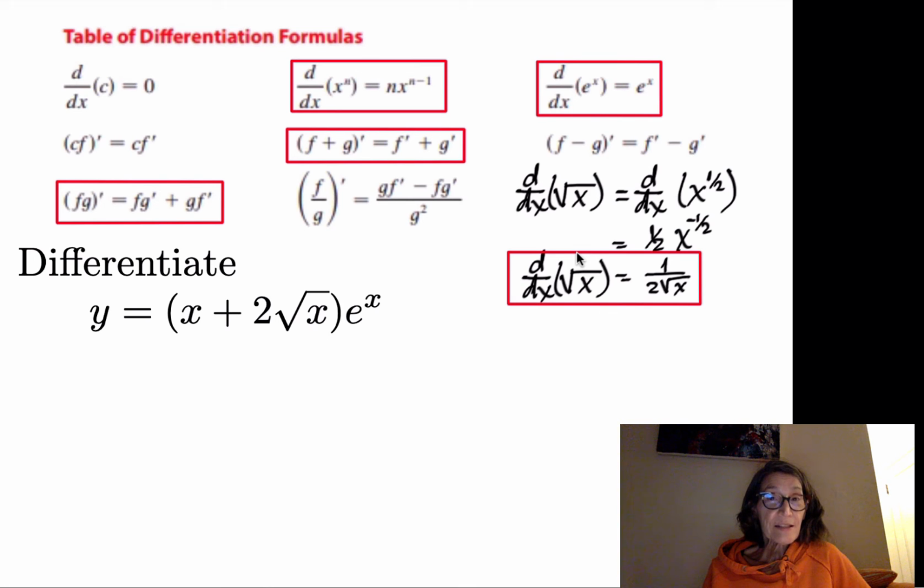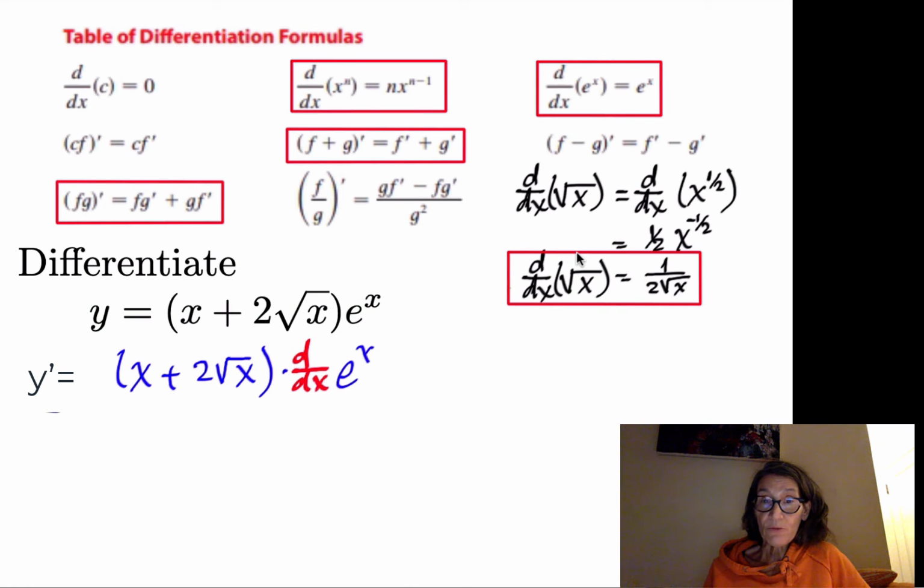All right, so let's get started on this derivative. So we're differentiating a product, x plus 2 times square root of x times e to the x. So let's use the product rule to start. So y prime is going to be the first function, x plus 2 times the square root of x, times the derivative of the second function, the derivative of e to the x, plus the second function, e to the x, times the derivative of the first function, x plus 2 times square root of x.